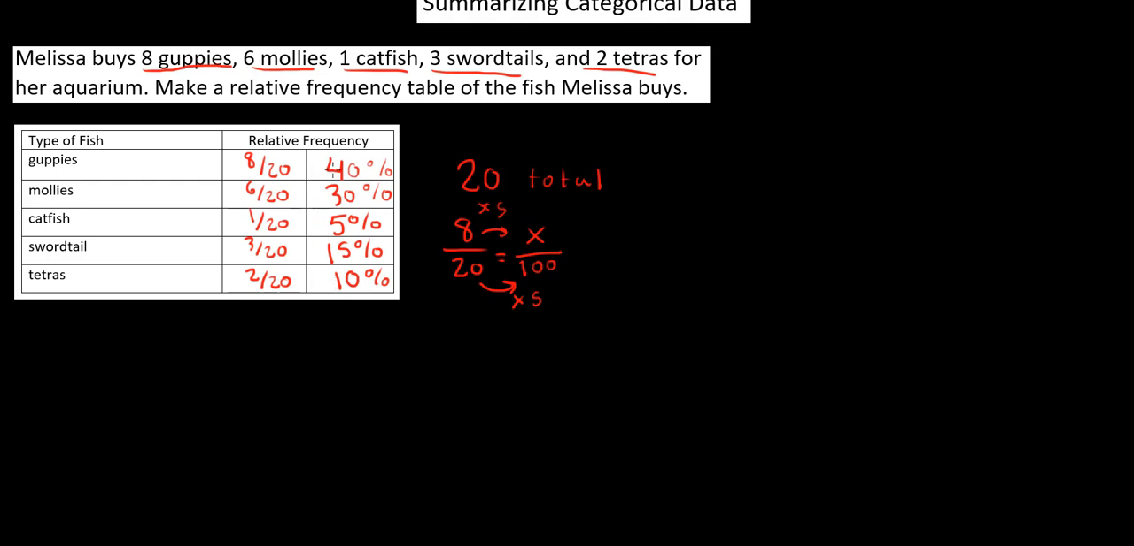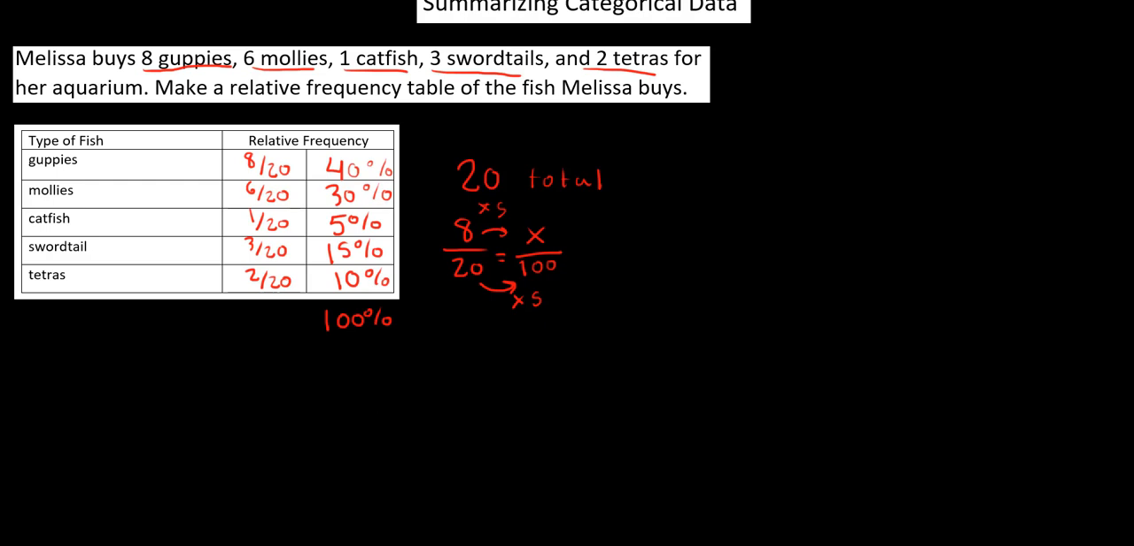So if we go ahead and add everything up, we have 40 plus 30, which is 70. And then 70 plus 5, which is 75. 75 plus 15 is going to give us 90, and 90 plus 10 will give us a full 100%. So now we know that we did this correctly.